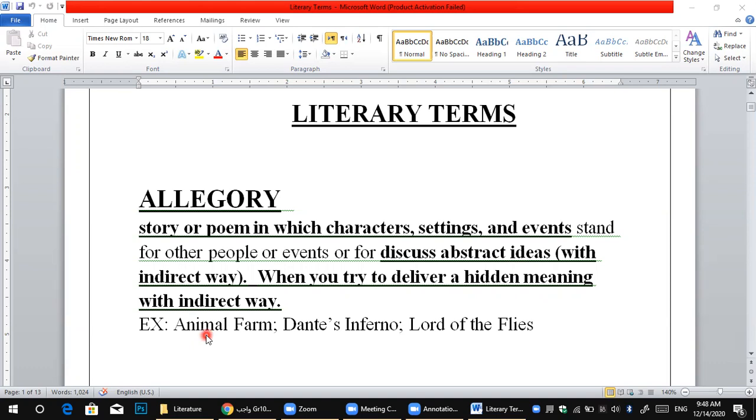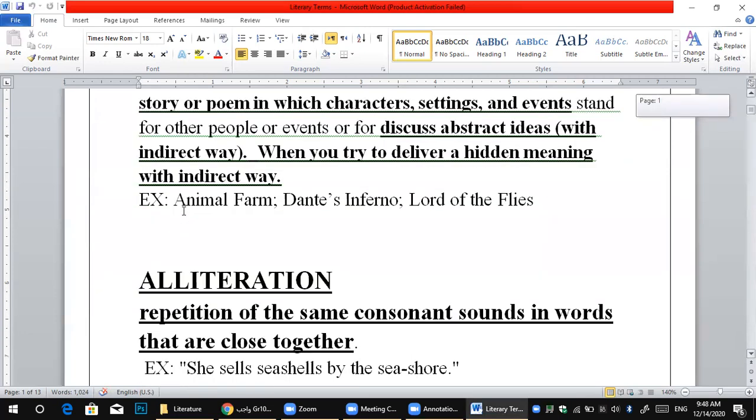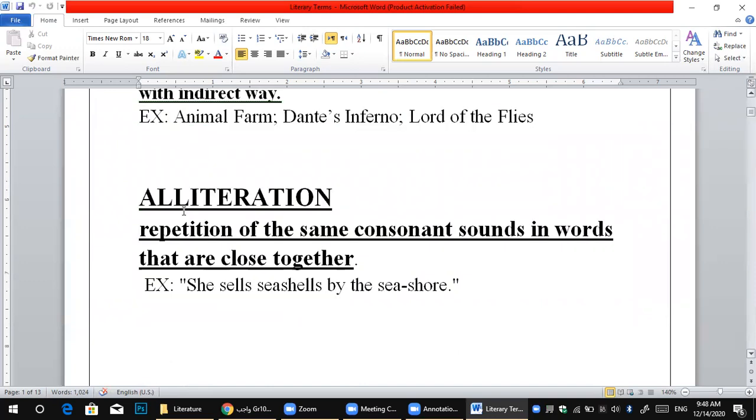So for example, Animal Farm. Most of us know that Animal Farm is not for children, but is a political story. So here he wants to deliver a meaning in a hidden way, in an indirect way. That's called allegory. That's from the past, an old literature term we have discussed before.